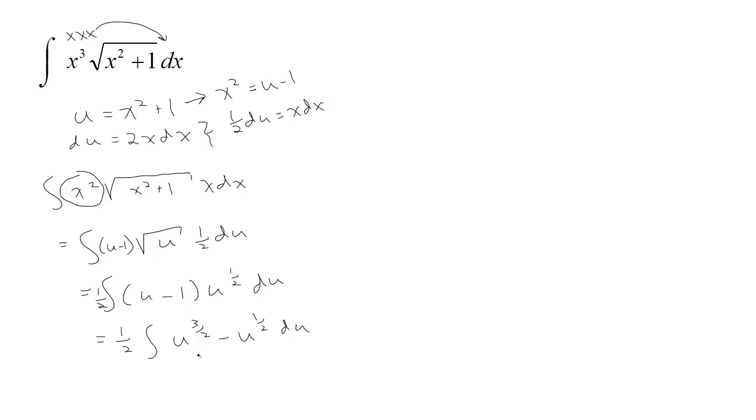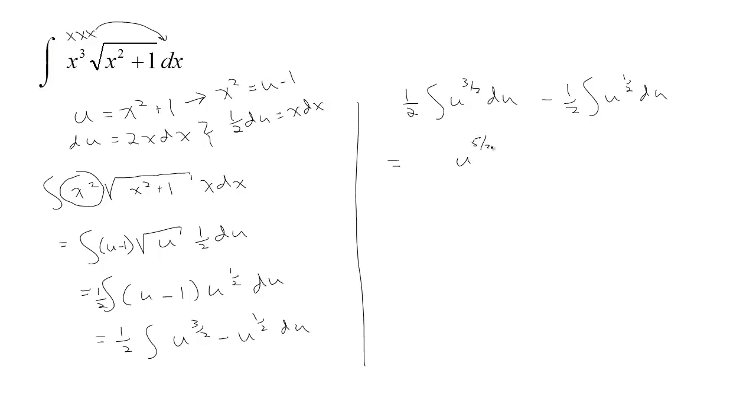Now each of these is a power, so we could split that up into two integrals. We have 1/2 the antiderivative of u to the 3/2 du, minus 1/2 the antiderivative of u to the 1/2 du. And the antiderivative of u to the 3/2, that's just a constant power, so the power is going to increase by 1. And I'll need 1 over 5/2. Well, 1 over 5/2 is the reciprocal of 5/2, that's 2/5. And then I still have this 1/2 out in front.